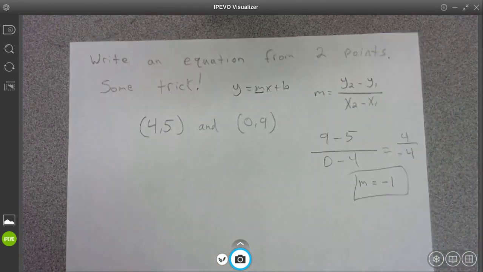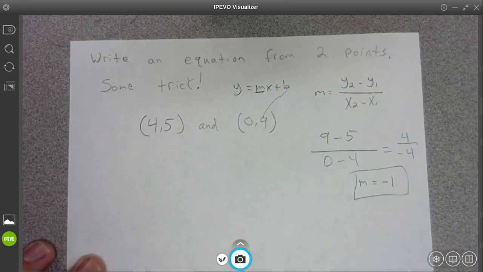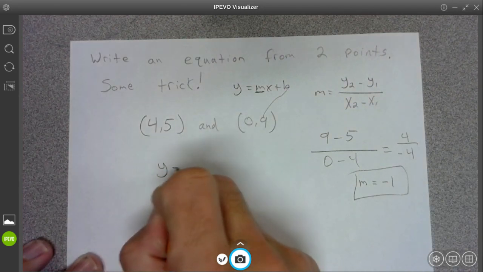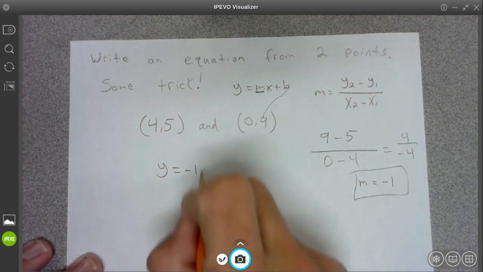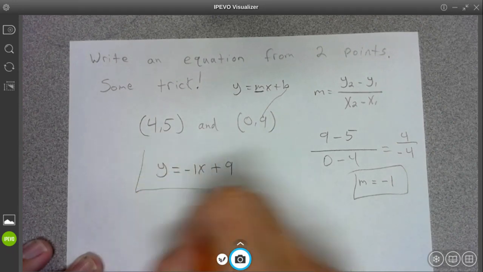All right. So when they give that to you, you don't have to do that whole rigmarole thing that we did last time. We can just plug that 9 in for b. So our answer here is y equals negative 1x, or just negative x, plus 9.